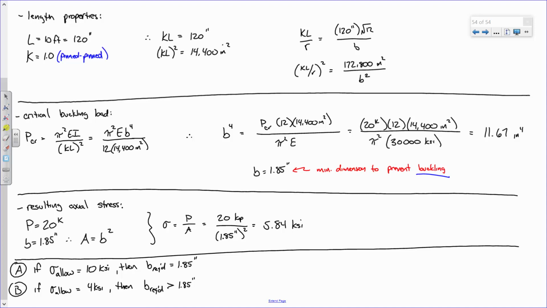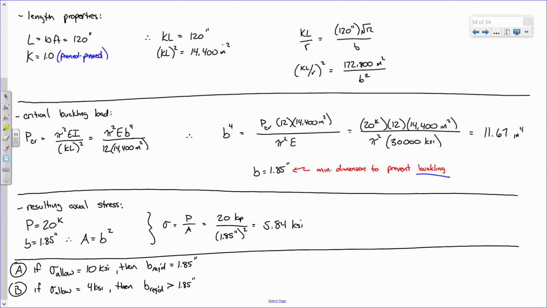Now why am I hammering the 1.85 inches? Consider the problem. We know the load, we know the boundary conditions, we know the length of the column. That is the dimension required to prevent buckling. What I'm asking is, is this enough? Well, if sigma allowable is 10 KSI, then yes, it is enough. But if sigma allowable is 4 KSI, then it's not. The column's got to be bigger. Yes, it'll prevent buckling, but if sigma allowable is 4 KSI, you will crush that column before you buckle it. Does that make sense?